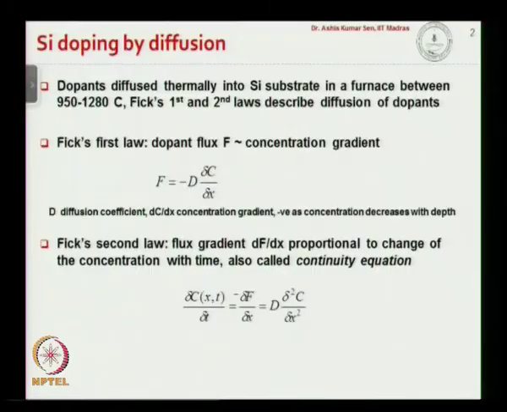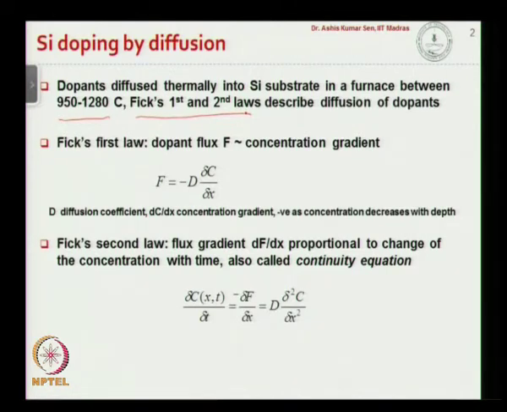Okay, so let us continue our discussion on doping of silicon substrate, and as I was telling, doping is necessary to modify the electrical conductivity of silicon substrates. So let us look at here, as we were discussing, the dopants are diffused into silicon substrate typically in a thermal furnace where the temperature is between 950 to 1280 degree centigrade, and the diffusion of dopants is governed by Fick's first and second laws.